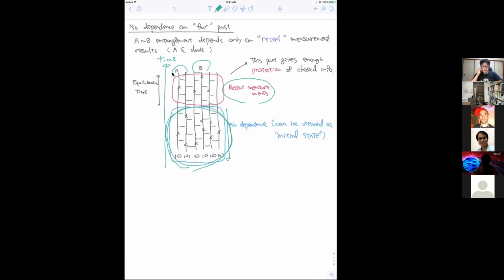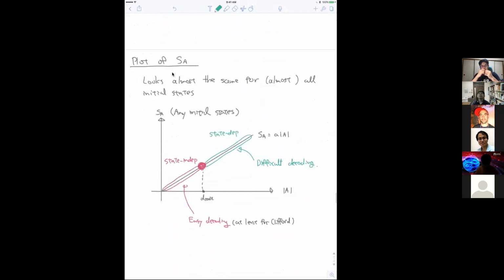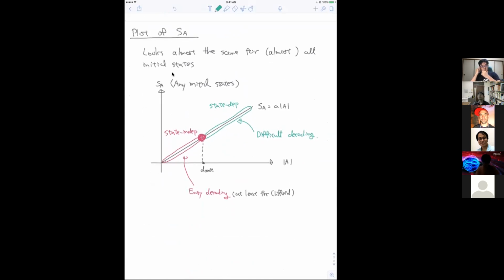And of course, this situation changes suddenly if you increase the region A to a bigger region. Then if A becomes bigger than the code distance, then suddenly this A-B entanglement starts to depend on the past measurement outcomes. Now here is kind of a cartoon picture again.